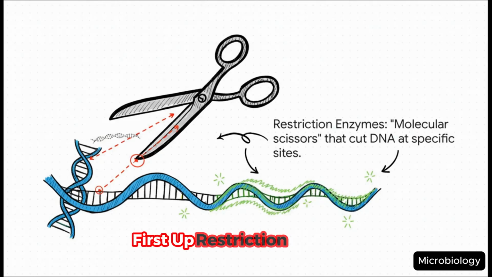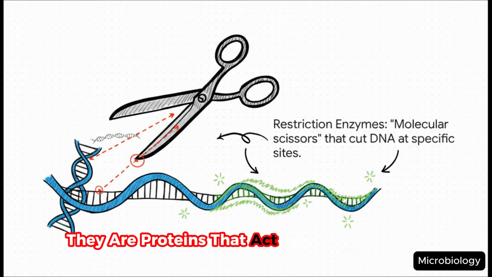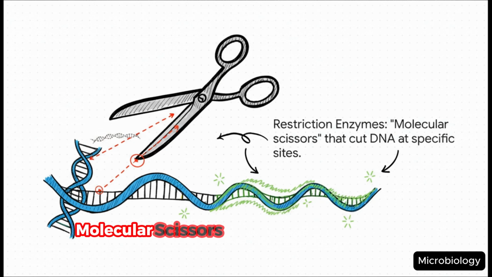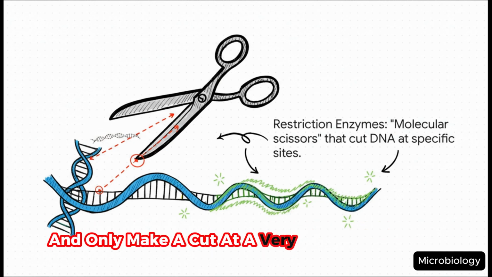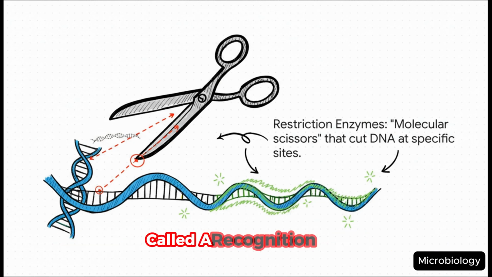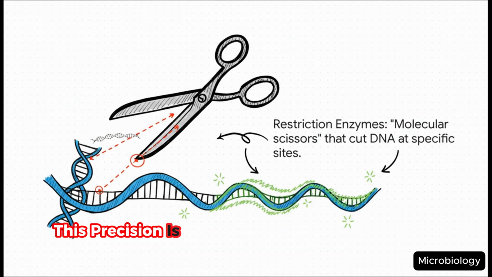First up, restriction enzymes. These things are amazing. They are proteins that act like super precise molecular scissors. They scan along a DNA molecule and only make a cut at a very specific sequence, called a recognition site. This precision is what makes the whole process possible.